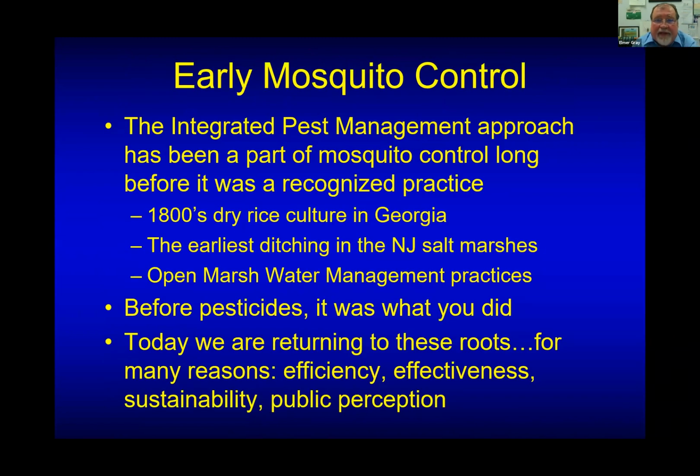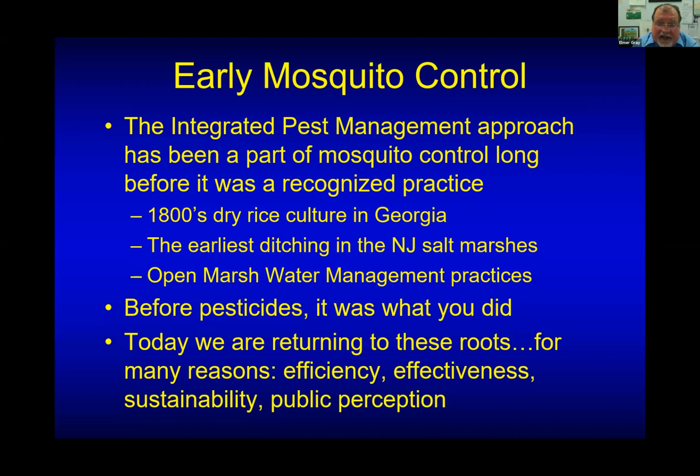The integrated pest management approach has been a part of mosquito control long before it was a recognized practice. As early as the early 1800s, there was an area by Savannah, Georgia that switched from wet rice culture to dry rice culture and used local tax monies to do it. So this is kind of an unrecognized mosquito control event.